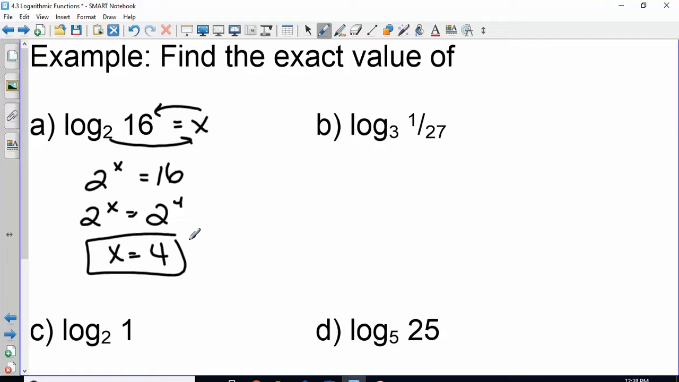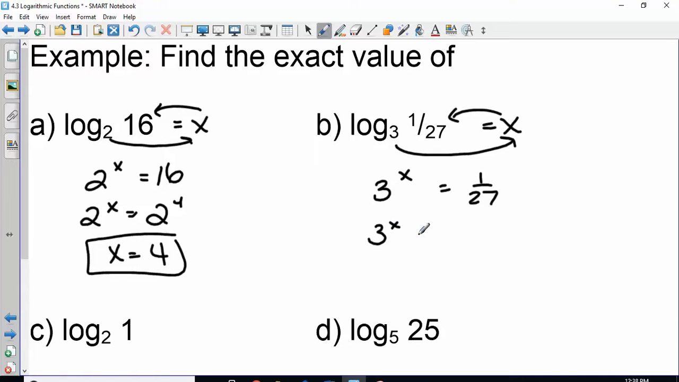So on B, log base 3 of 1 over 27. This is like saying 3 to what power would give you 1 over 27? -3. That's our answer. If you don't see that, then set it equal to x and work it out. This means 3 to the x power equals 1 over 27. Get our common base like we did before. 3 to the 3rd is 27. Since it's on the bottom, it would be a negative. And we get -3.